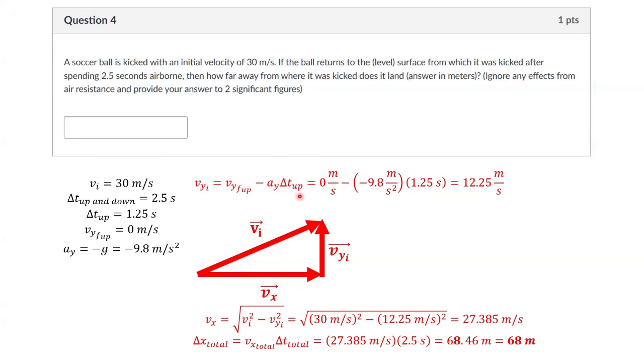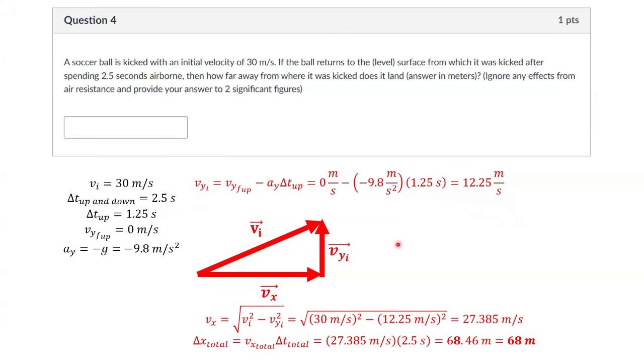We did this on purpose. The final y component of velocity during this going up time period will be 0 meters per second. That's the point where you stop and turn around. Minus our constant downward acceleration, so minus negative 9.8 meters per second squared, times 1.25 seconds, which is the amount of time that the ball would have gone up for, tells us that the initial y component of velocity would have been 12.25 meters per second upward.